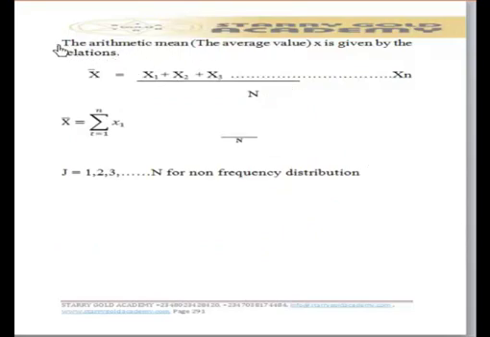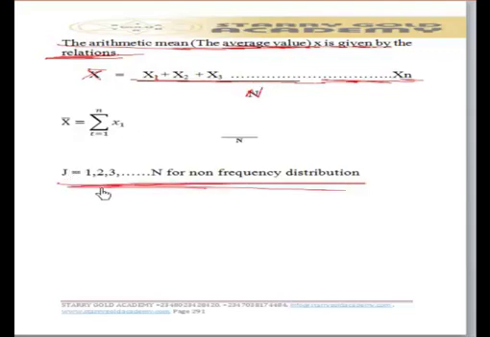So like I said, the arithmetic mean is simply regarded as the average value of x, and it can be computed using this formula. We have bar x, which is equal to x1 plus x2 plus x3 up to xn all over n. So that is a simple formula we can use for the purpose of computing the arithmetic mean. So the x bar here represents the arithmetic mean or the average value, and the formula is x1 plus x2 plus x3 up to xn all over n.